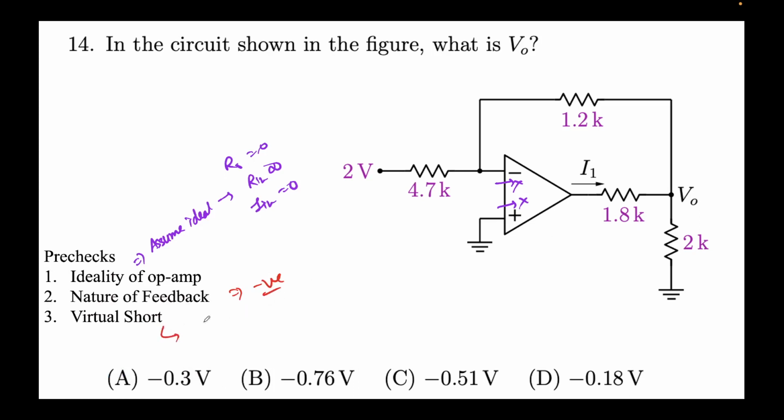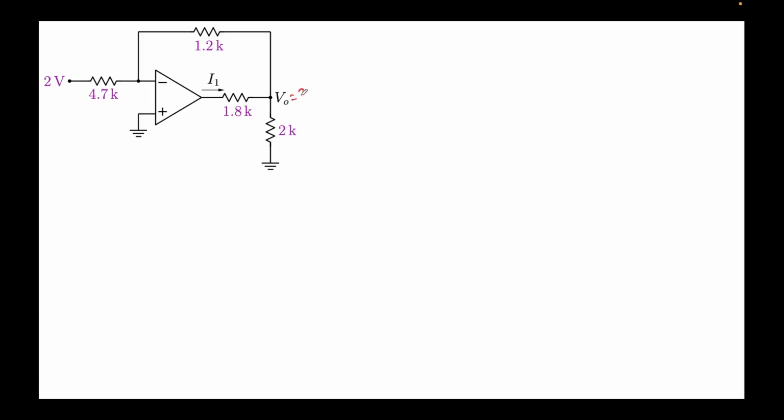And for the virtual short, we'll assume it is operating in the linear region. Thus we can assume that AV is high enough that V plus is approximately equal to V minus, which means a virtual short. This will behave as almost the same potential. We are required to find V naught. Due to the virtual short, this will be like this, which means the potential here would be 0, right?